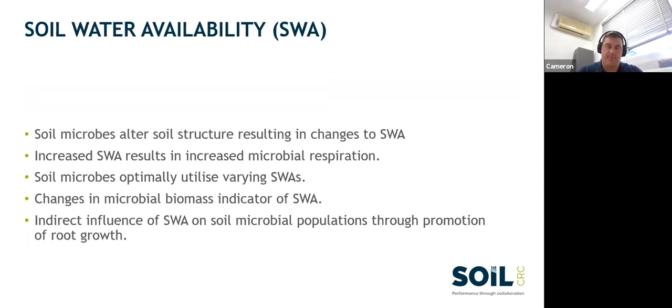The last key function for microbes is soil water availability. Now, that aggregation that we're talking about obviously allows these pockets of air in the soil, but it also increases the ability for water to move through the soil. So if you have a hard top of soil that hasn't been affected by microbes, that water's not going anywhere. Sometimes the plant roots can't access it. Whereas if you have a nice porous soil, water moves fairly freely through the soil.